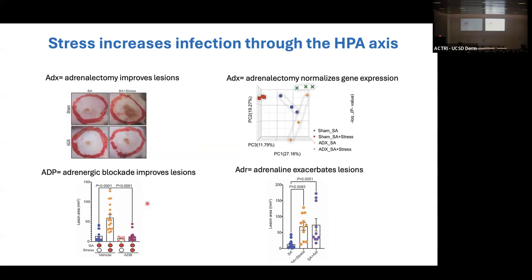You could also give things like propranolol, an adrenergic blockade, and just the chemical blockade would protect them against infection. He looked at the gene expression in the skin and saw that if you took the adrenal out, the genes that changed with stress became more normal. And then he found that if you injected one of the major stress hormones, adrenaline, into a mouse, that mouse, all hyped up on adrenaline, became more susceptible to infection. So multiple different methods to make the point that, all right, this is the beginning of the pathway.